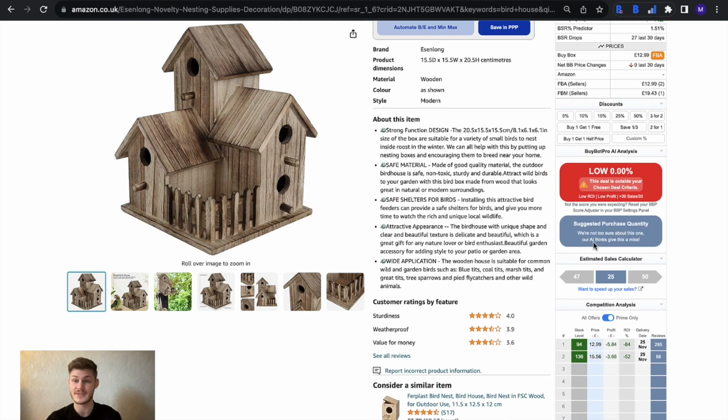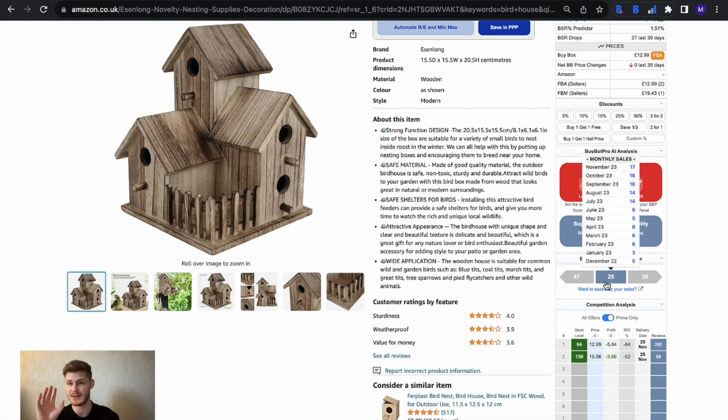And it's not even going to suggest a purchase quantity because it doesn't meet our criteria. BuyBotPro is not too sure about this product at all. So the artificial intelligence thinks to give it a miss. Let's take a look at the estimated sales.